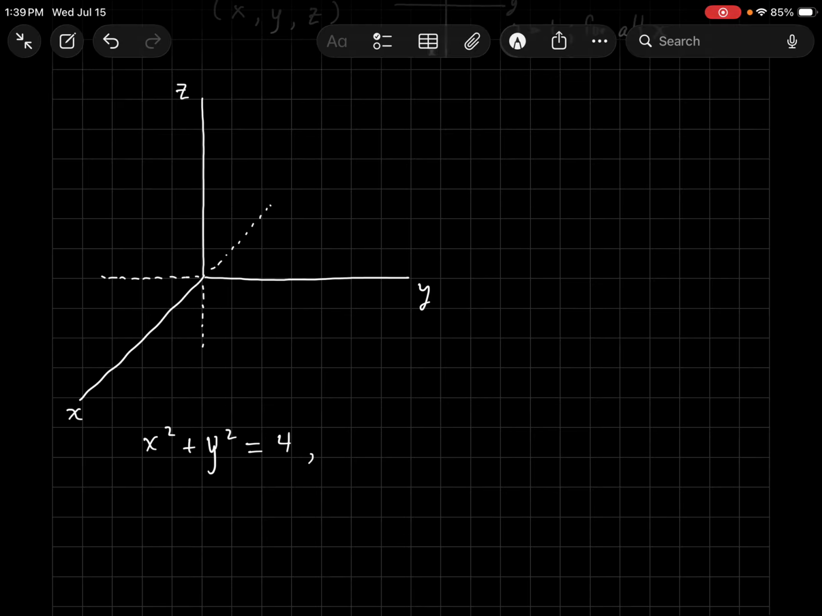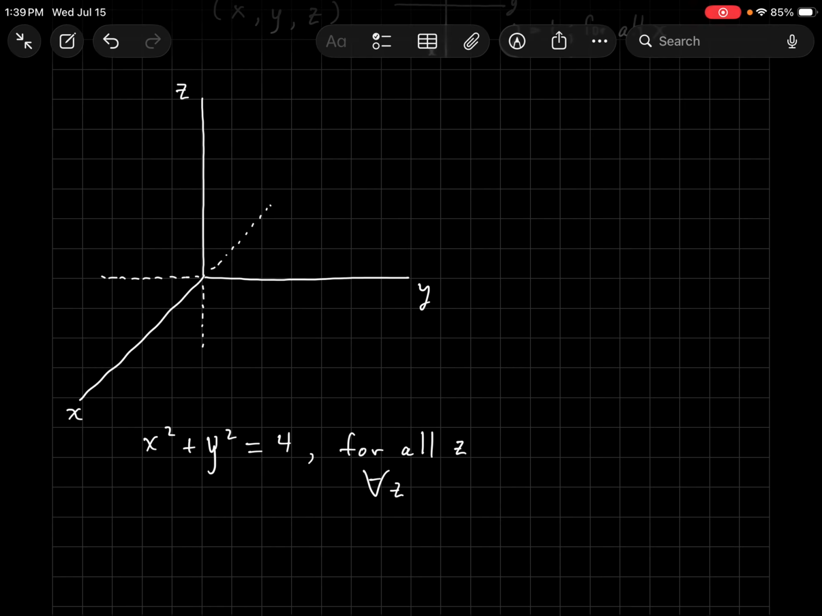Since I'm leaving off the z, that's implied: it's for all z. And in case you haven't seen this notation before, let me introduce it to you. When you see an upside down A, in math that means for all or for any.